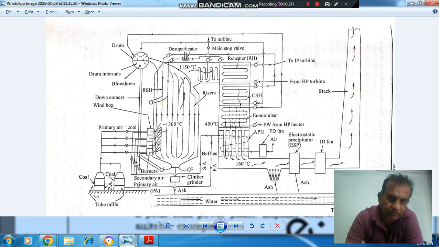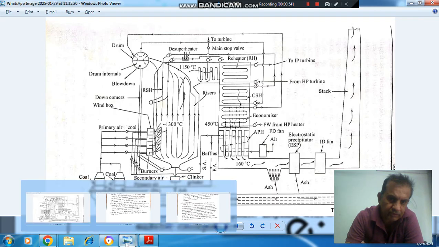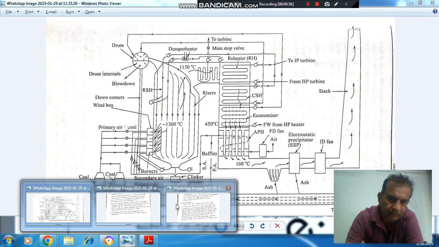So this is the schematic diagram. Here, this is your drum. This is the desuperheater. This is the radiant superheater. This is the reheater. This is the convective superheater. This is the economizer. This is the air preheater, and this is your stack. So these are the various accessories. And the first thing is the drum and boiler accessories.